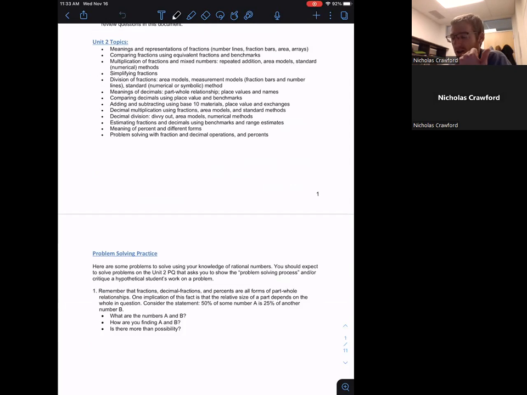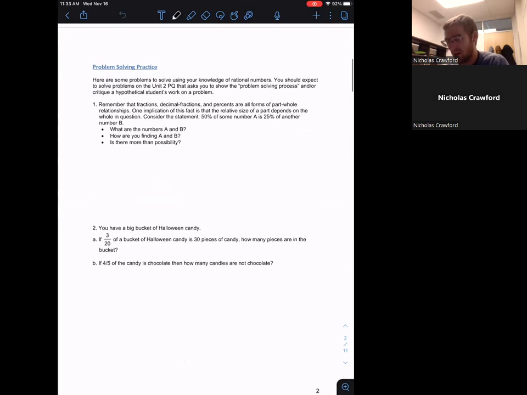So what's on this Unit 2 portfolio quest? It's fractions. What do they mean? Comparing them, adding and subtracting, multiplying, dividing them, and then decimals, doing some estimations, and then percents. That's really what it is. So it's everything fractions, decimals, and percents, and then everything you can do with those. So, like I said, it's like 11 pages long.